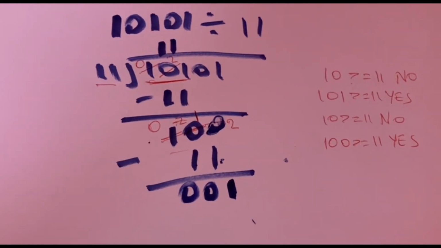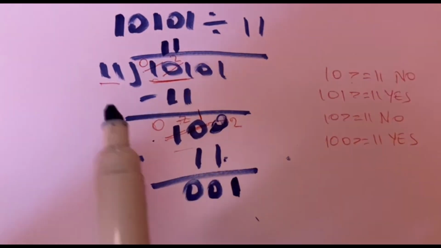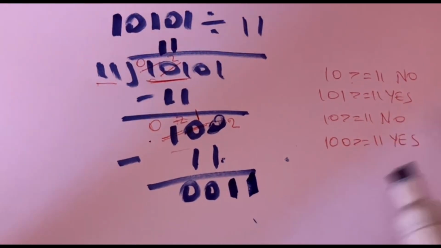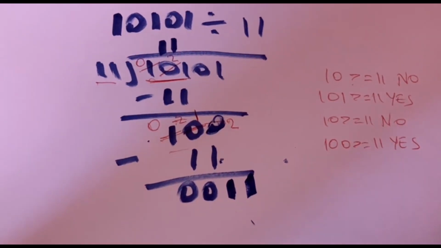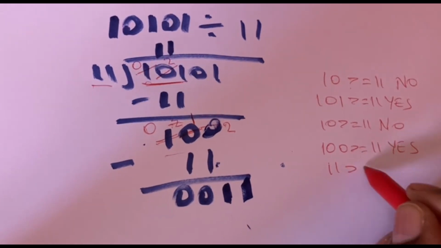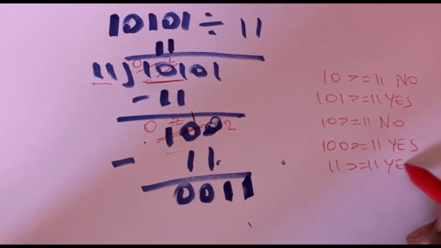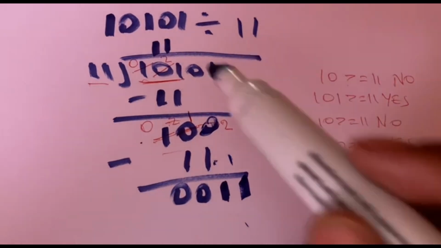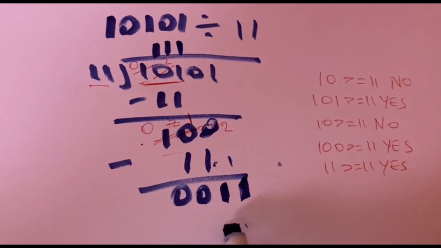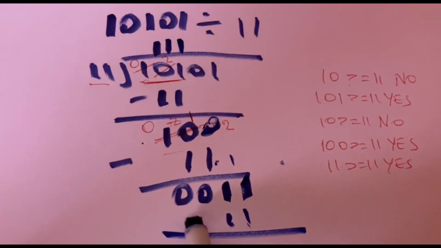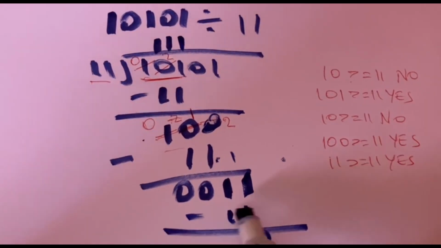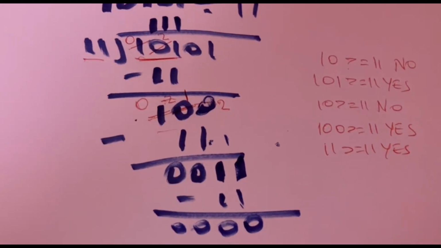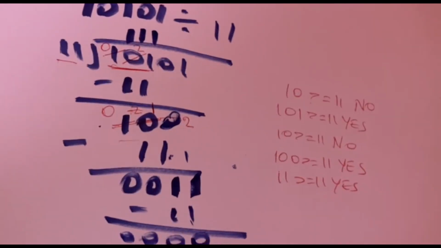Okay? So 1 cannot be divided by 11. So we have to bring the last one here, 11. So 11 is greater than or equal to 11. Yes. So 11 divided by 11 is 1 times. 1 times 11 is 11. Subtract 1 minus 1, 0. 1 minus 1, 0. Everything will be 0. So our division will be completed here.